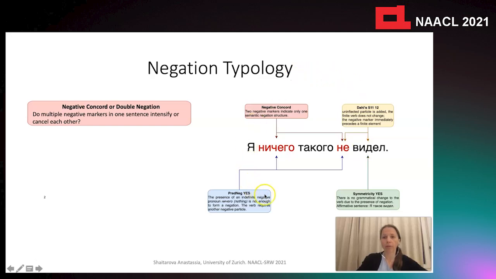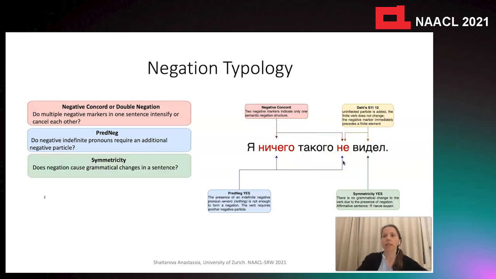Now, going counterclockwise, the next 2 features were taken from the World Atlas of Language Structures online. Pred-neg indicates whether negative indefinite pronouns require an additional negative particle. This feature is related to the first one. In this sentence, the indefinite negative pronoun ничего is not enough to form a negation. The verb requires another negation particle.